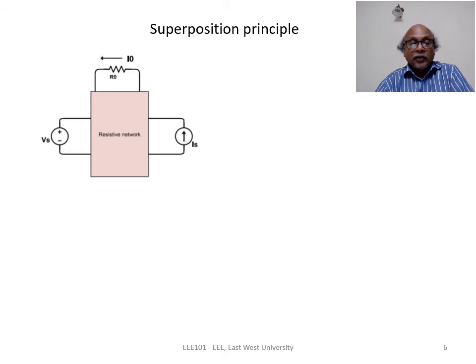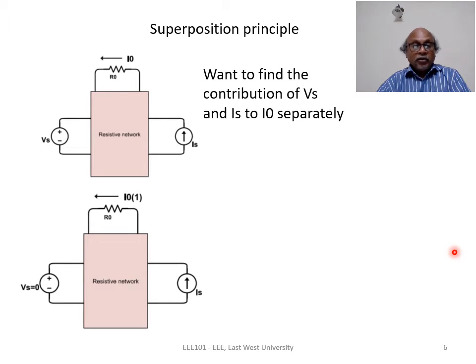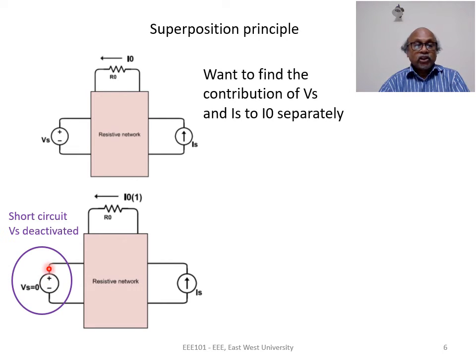Okay, let's go back to this circuit. We want to find out the contribution of the independent current source Is and the independent voltage source Vs separately. To find the contribution of the current source Is, we make Vs equal to 0. That is, we short circuit the voltage source and Vs is deactivated. Then the current flowing through R naught, we call it I naught 1.